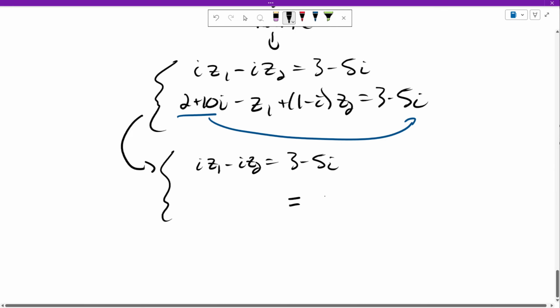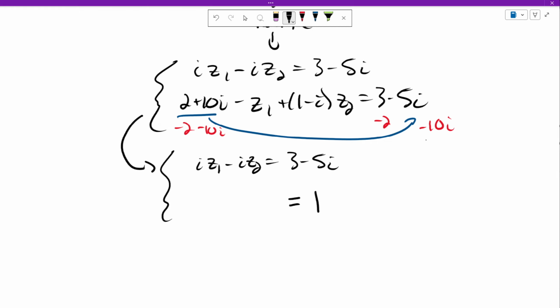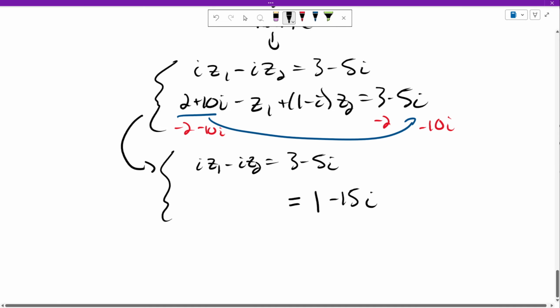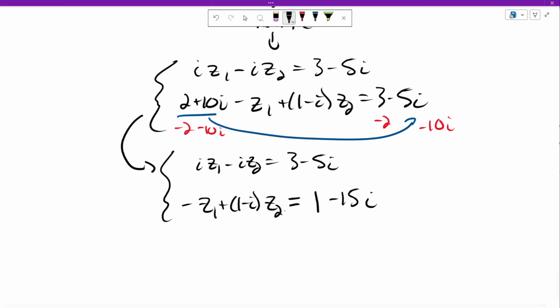So 3 minus 2 is 1. In fact, let's write the negative 2 under both of these. And we're also going to subtract over 10i. Negative 5i minus 10i is negative 15i. And then what's left on the left is negative z1 plus 1 minus i z2. Great. Now we have a system sort of like we normally have it. We have something times z1 and then something else times z2 is equal to a number for our first equation, and then a similar thing for our second equation.